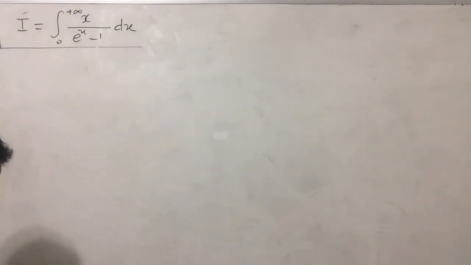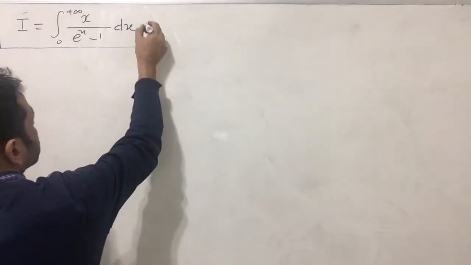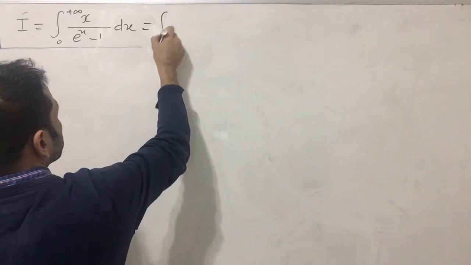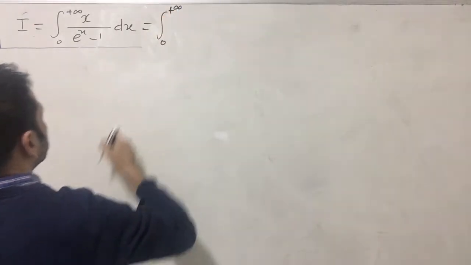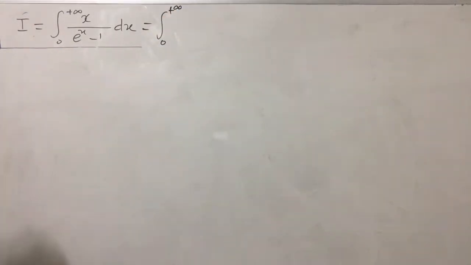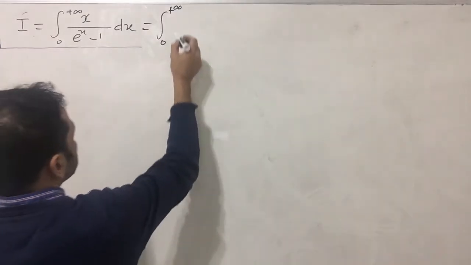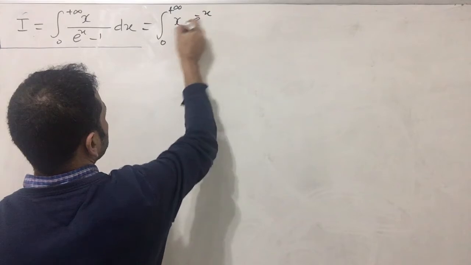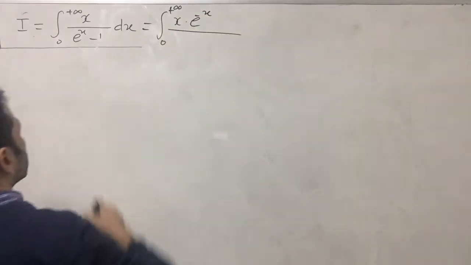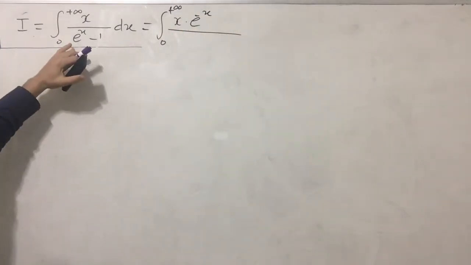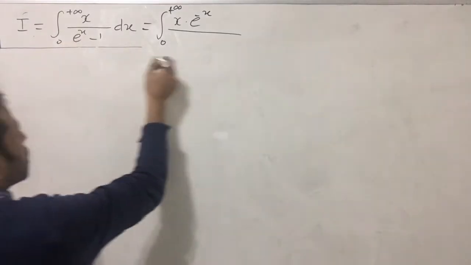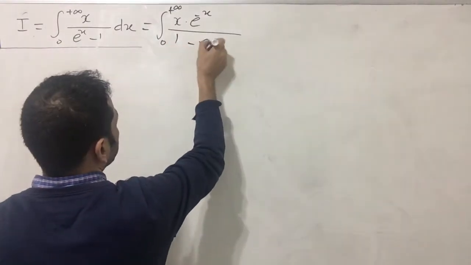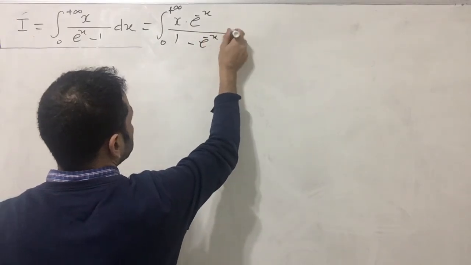So now, in order to simplify this integral, we are going to rewrite it as the integral from 0 to plus infinity. I'm going to multiply numerator and denominator by e to the minus x. So I will have x multiplied by e to the minus x. As you multiply the denominator by e to the minus x, this one becomes 1. The second term becomes e to the minus x, so we have 1 minus e to the minus x dx.